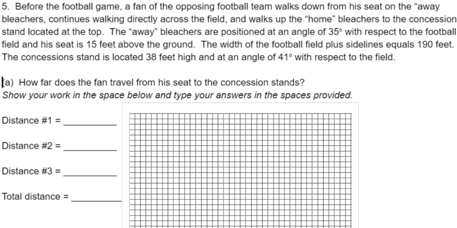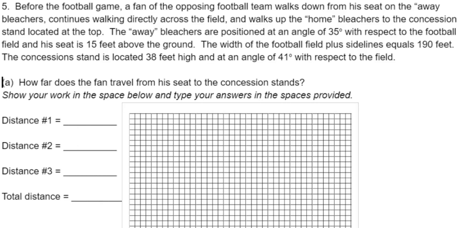The away bleachers are positioned at an angle of 35 degrees with respect to the football field, and his seat is 15 feet above the ground. The width of the football field plus the sidelines equals 190 feet. The concession stand is located 38 feet high at an angle of 41 degrees with respect to the field. How far does the fan travel from his seat to the concession stand?